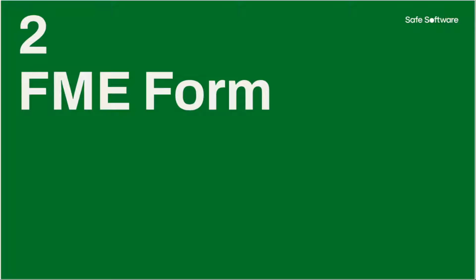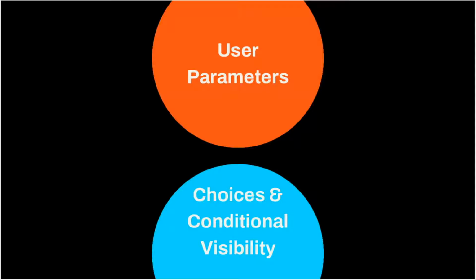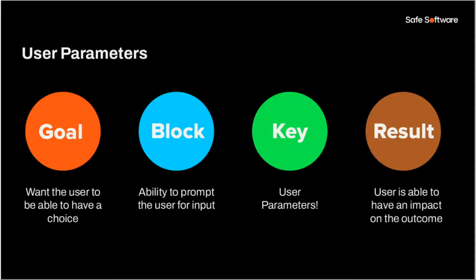Thanks, Natalie. Yeah, so I will be going over specifically user parameters and again, specifically the choice type as well as the feature for conditional visibility. So what is our goal, block, key, and result here that we are looking for? We want to be able to have our users have a choice, the ability to prompt the user for input in our workspaces. So the key here is user parameters. The user is able to have an impact on the outcome by being prompted for their input.